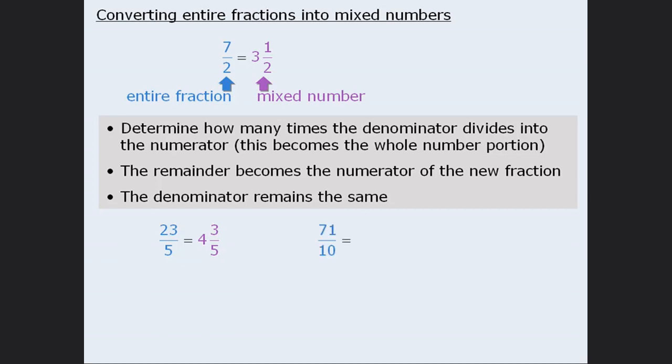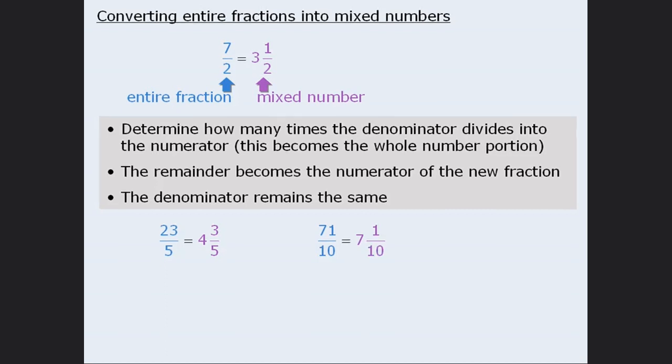Similarly, to convert 71 over 10, we first recognize that 10 divides into 71 7 times with a remainder of 1. So 7 will be the whole number part, and the remainder of 1 will be the numerator, and the denominator will be 10 as in the entire fraction.